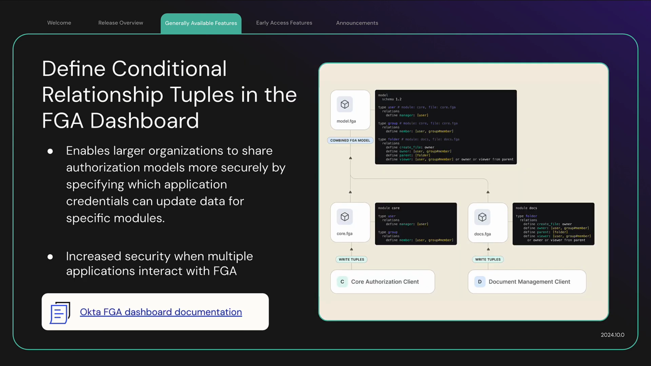Per module authorization. Enable developers to control which applications can write tuples to specific modules. Increasing security when multiple applications interact with fine-grained authorization by granting them different permissions per module in a model. For example, the API credentials for the Wiki application should not allow creating tuples for types in the Issue Tracker module.